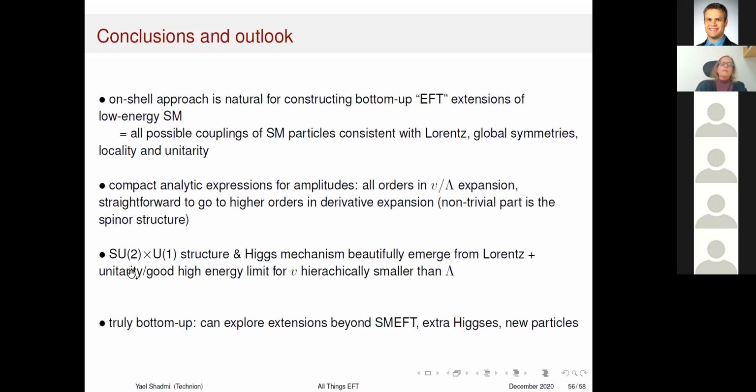You can see some of the SU(2) times U(1) structure and the Higgs mechanism emerge in this way, essentially from the Lorentz structure plus the unitarity and good high energy limit for v that's hierarchically smaller than lambda. And it's truly bottom up. So you can explore extensions beyond the Standard Model, extra Higgses or new particles and things like that.